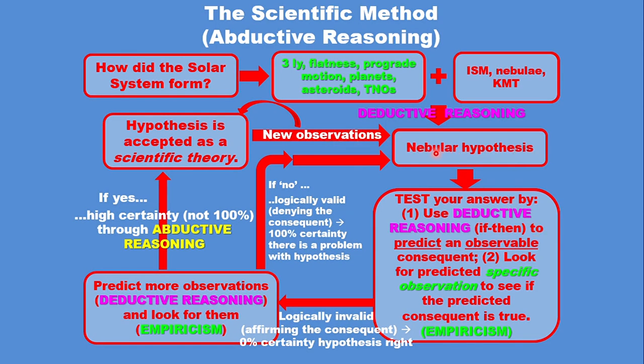So that took us up to our nebular hypothesis, an idea that explains all the observational data that we'd already collected. But remember, in science, we do not accept a hypothesis simply because it explains things. We actually need to test that hypothesis by using deductive reasoning to make observable predictions, and also then to use empiricism to see if the predictions that we made actually come true. So that's what we're going to look at in today's lesson.